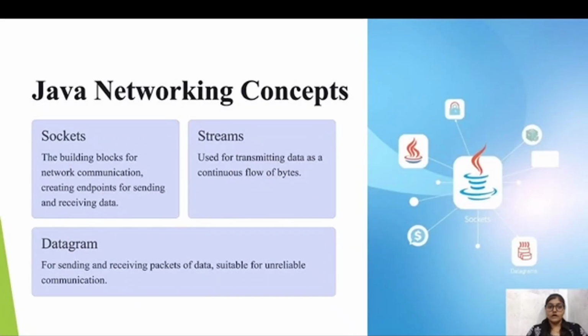Next we have Java networking concepts. First is a socket, the building block for network communication, which creates endpoints for sending and receiving data. Next is streams, used for transmitting data as a continuous flow of bytes. Next is datagram, for sending and receiving packets of data, suitable for unreliable communications.